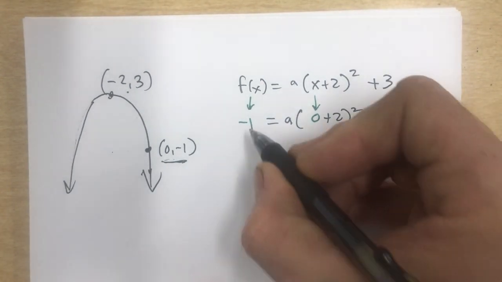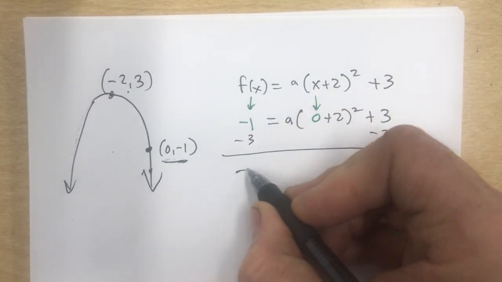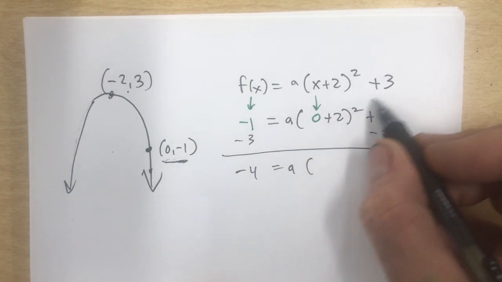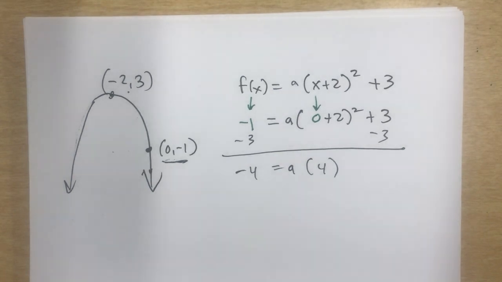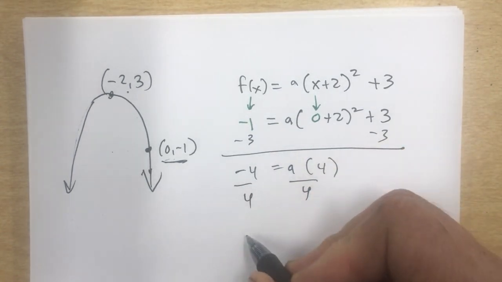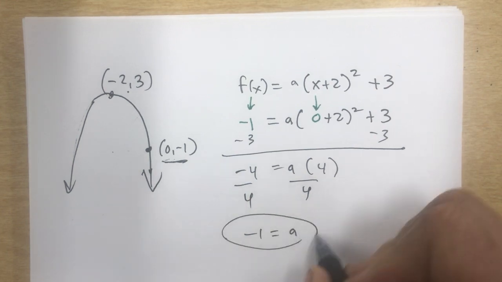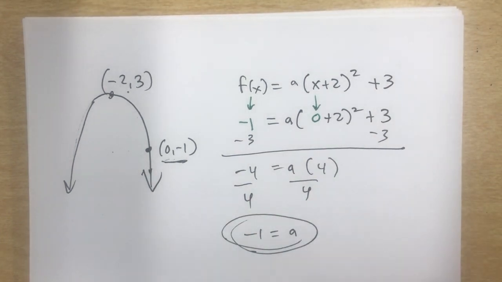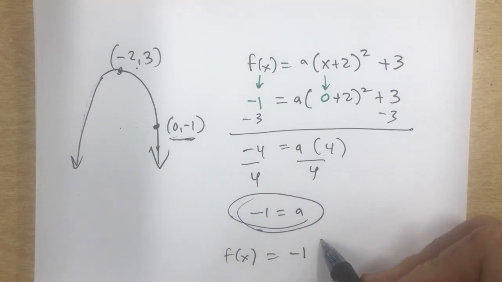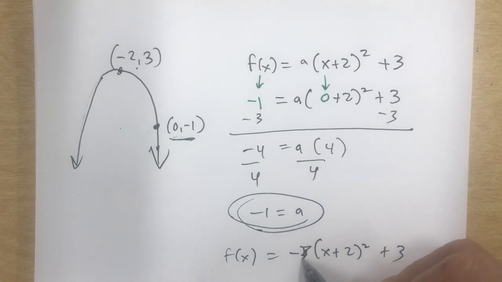So first thing, I'm just going to subtract this 3. Okay, that's -4 equals a. And then 0 plus 2 would be 2, and 2 squared would be 4. Okay. And so I'm just going to divide by 4, and that's -1. There you go. There's what a has to be. So that means my function of x is going to be -1 times x plus 2 squared plus 3, and really I don't have to have the 1, just a negative.